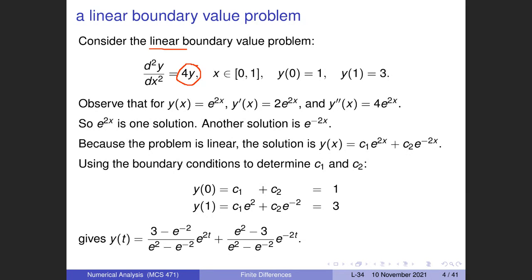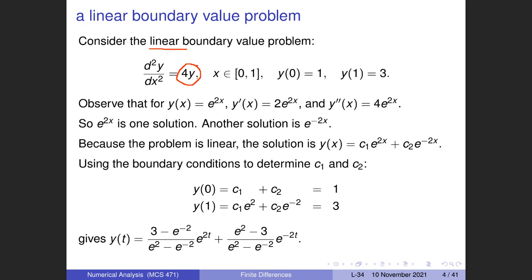So the exponential of -2x is another solution, but it doesn't end there, because any linear combination of these two solutions is also a solution. And we can fix one particular element in this family of solutions by imposing the boundary conditions.